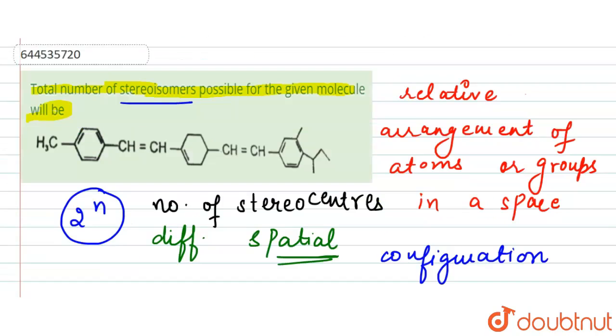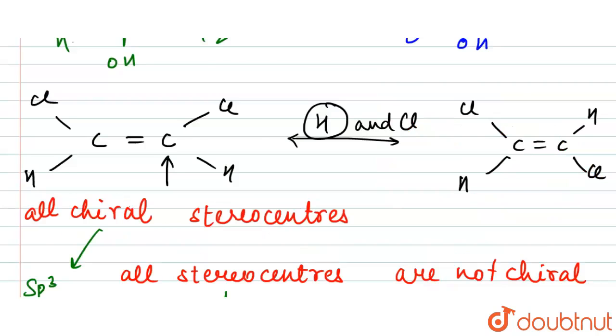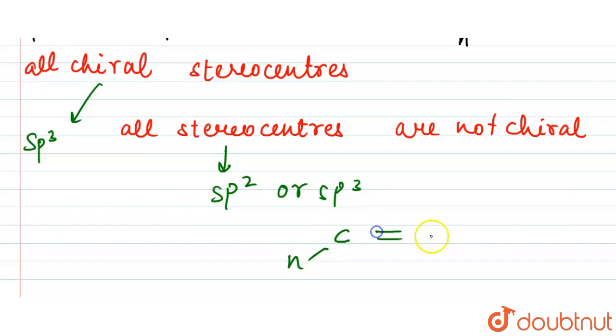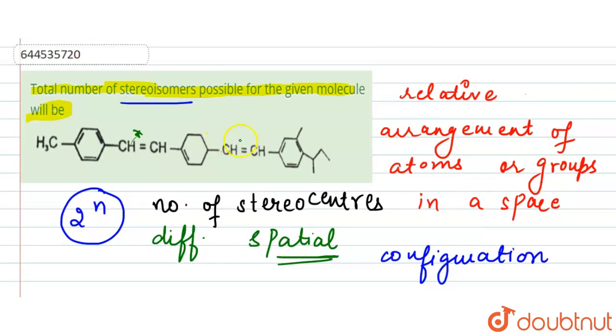Now if we see this structure, in this ring we do not have any chiral center or any stereo center. This is not chiral because three hydrogens are attached, whereas a chiral center has four different groups attached. But this double bond position is a stereo center, because it can be represented as CH double bond CH, with the whole benzene group here. If we change these two positions, it will be a stereo center, and the same goes for this carbon.